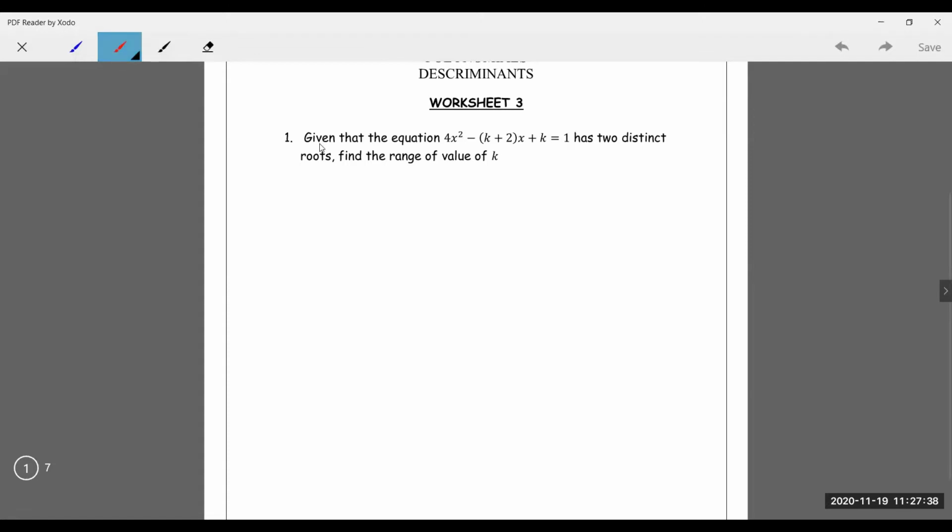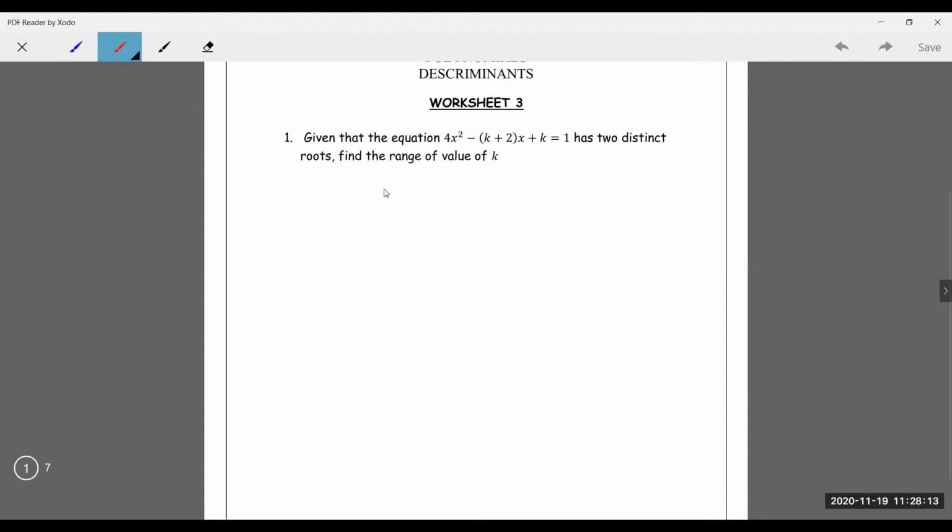All right. So this question says, given that the equation 4x squared minus (k plus 2) times x plus k is equal to 1, and it has two distinct roots, it's asking us to find the range of values of k. All right, so it gives us an equation and asks us to find the values of k that will make the roots be real and different.